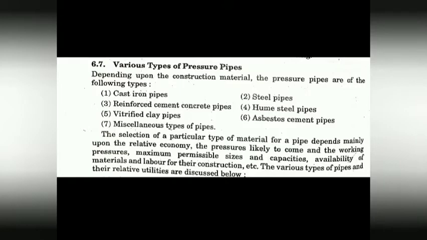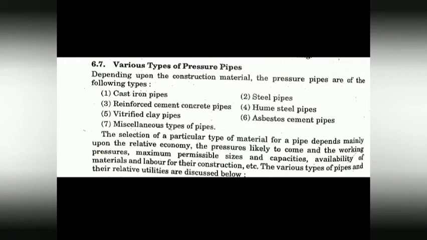Fourth one is hewn steel pipes. Fifth one, vitrified clay pipes. And sixth one is asbestos cement pipes. And seventh one is miscellaneous types of pipes. This includes other categories or other materials of pipes which will be used in some particular cases.